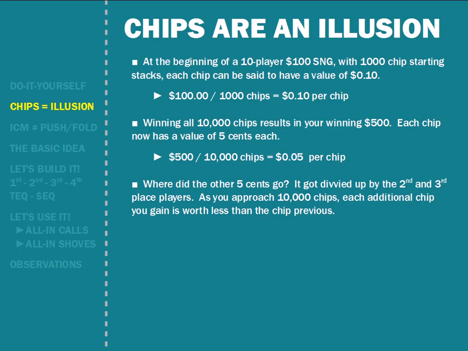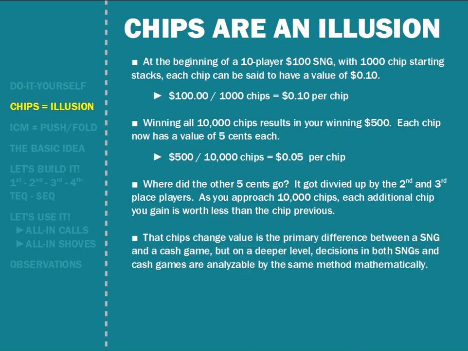And so as you go from your original stack of 1,000 all the way up to 10,000, each additional chip you gain is worth less than the chip previous. So the chips you start out with are 10 cents apiece, and then as you make your way toward 10,000, they go down in value until such time as you win them all, and then they're worth exactly a nickel apiece.